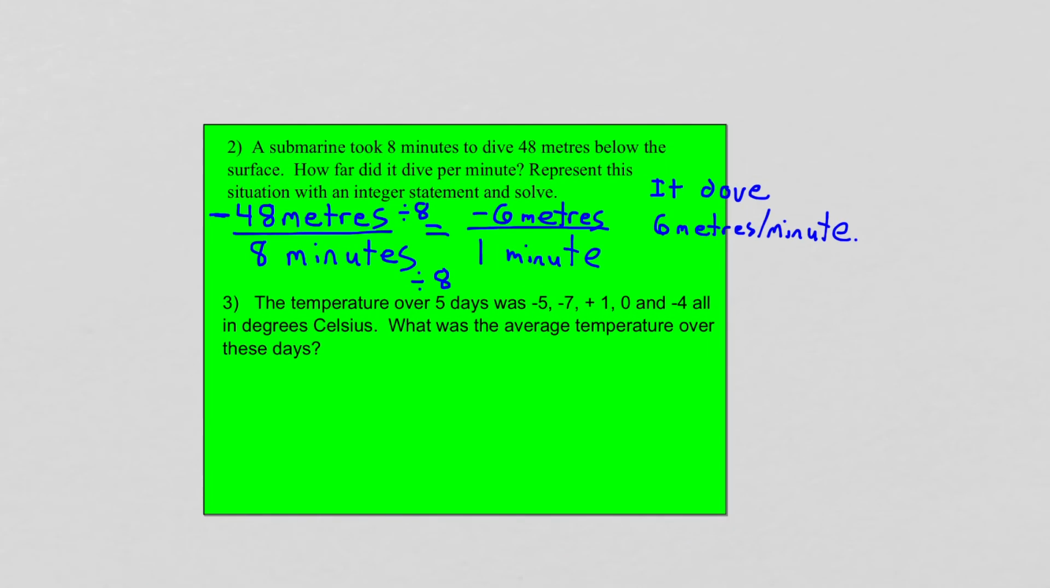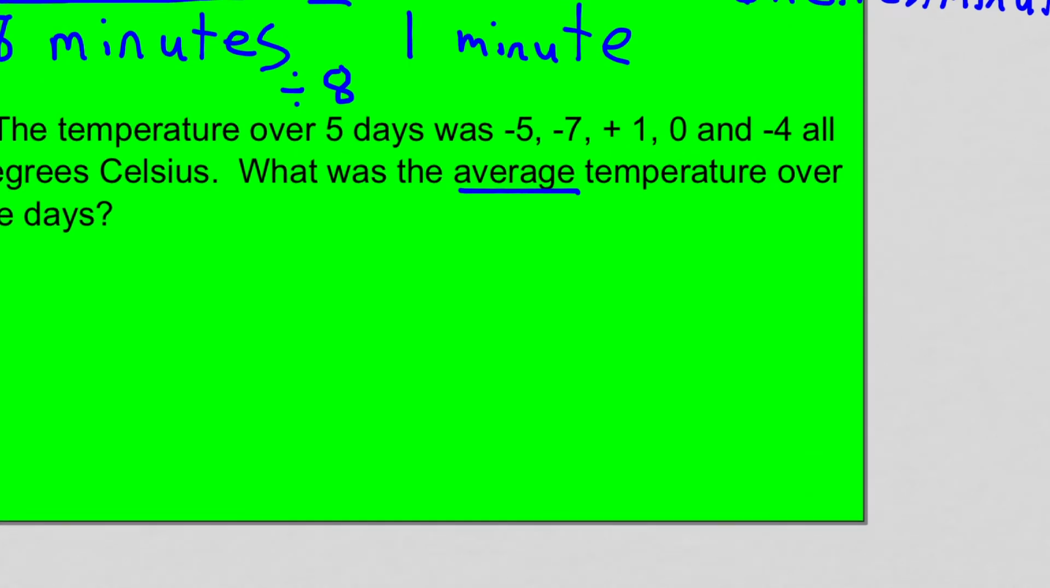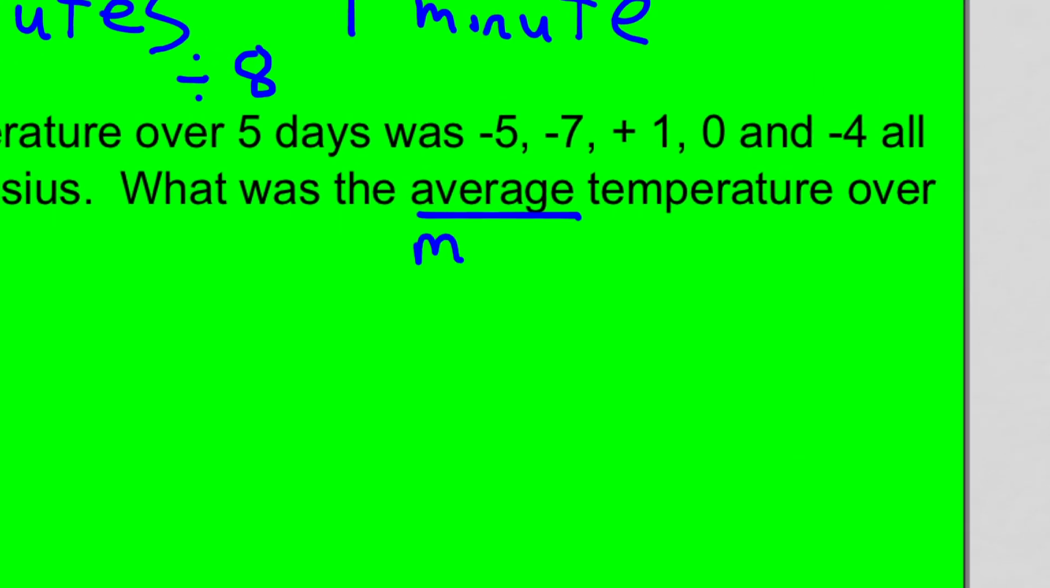Okay. Now the last question we want to be able to do is an average question, calculating the average. So we did a couple of these in class. The temperature over 5 days was -5, -7, +1, 0, and -4, all in degrees Celsius. What was the average temperature over these days? Well, the average means you're going to want to find the middle. One of the measures of the middle is average. That can also be referred to as the mean.